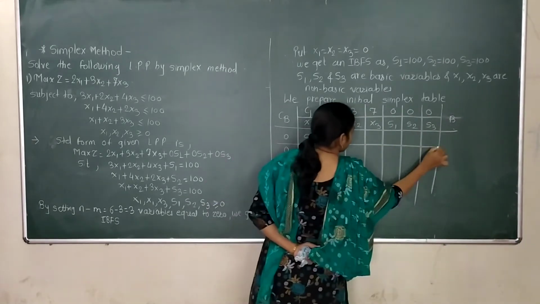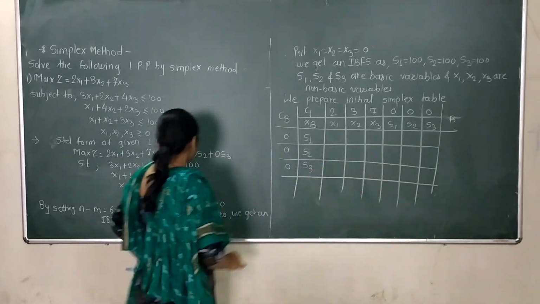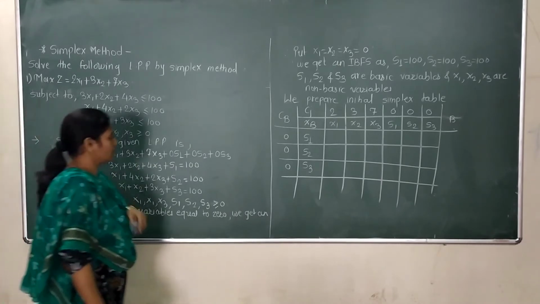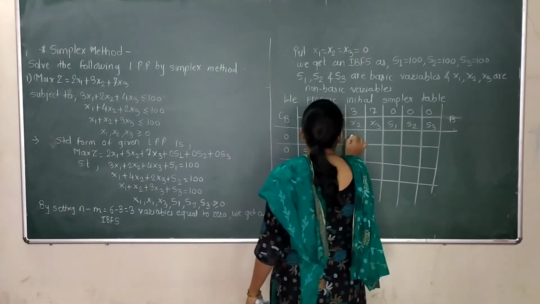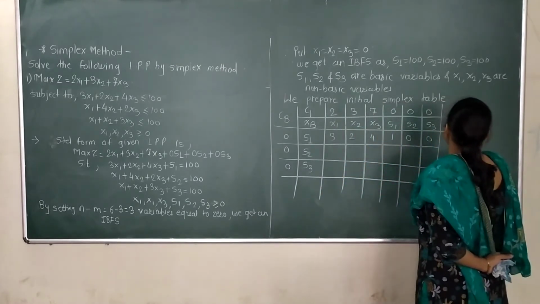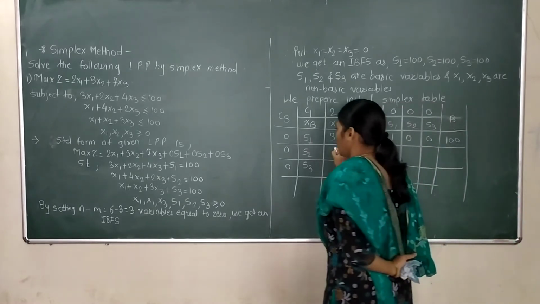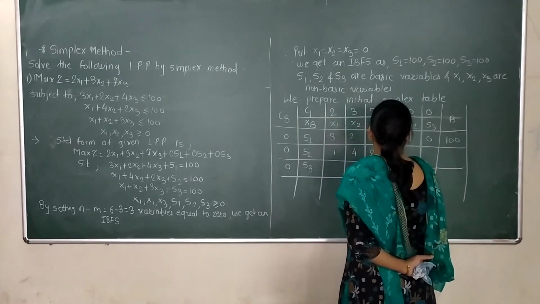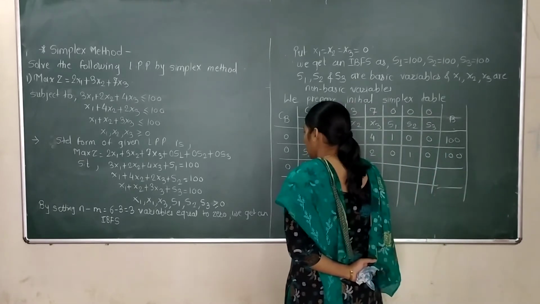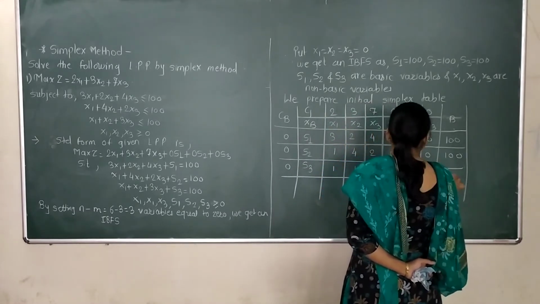Now here this is nothing but the coefficient matrix of the constraints in standard form. That means we have to write down these equations in matrix form. So here 3, 2, 4, 1, 0, 0. Here b is nothing but the constants, that is 100. Second is 1, 4, 2, 0, 1, 0, 100. Third one is 1, 1, 3, 0, 0, 1 is equal to 100.